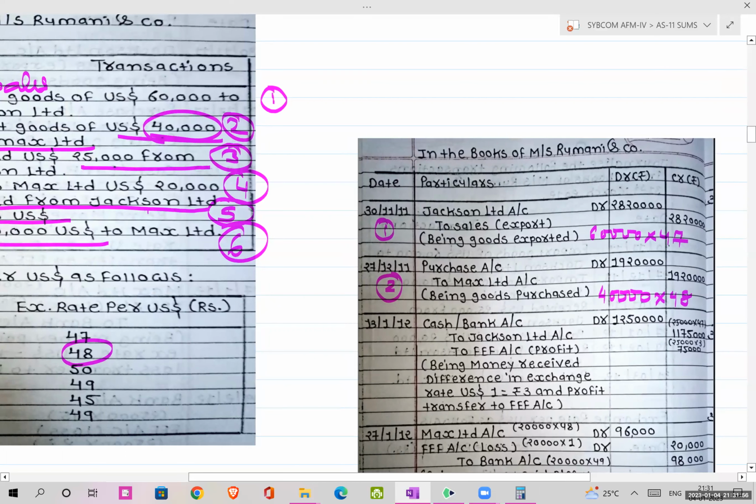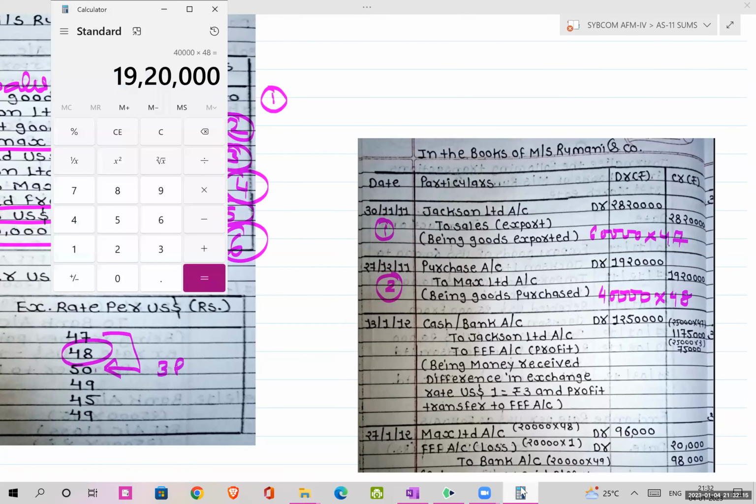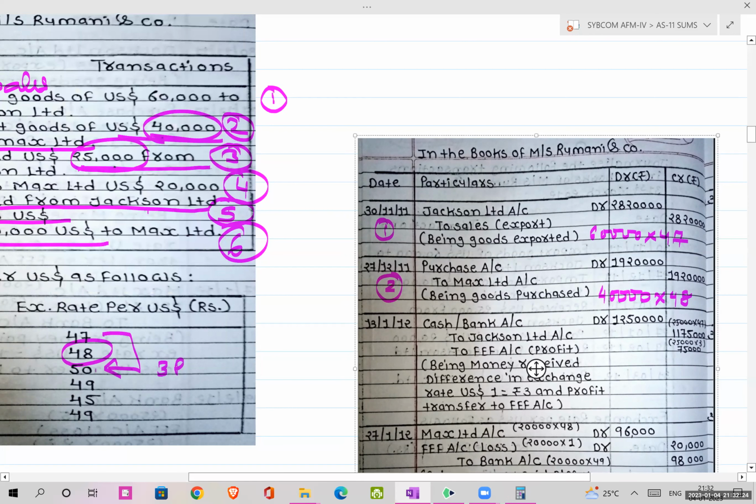Third transaction is 25,000. Okay. And exchange rate कितना है? 50. तो 47 के सामने I am going to receive 50. तो मेरा तो 3 rupees का प्रॉफिट हो गया, right? So 25,000 into 50. 12,50,000. Okay. 25,000 into 50. Right? And profit, 3 रुपया profit after every dollar.